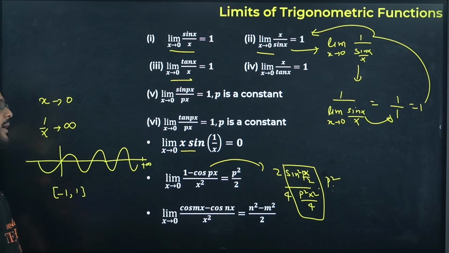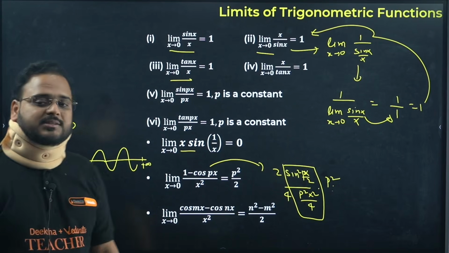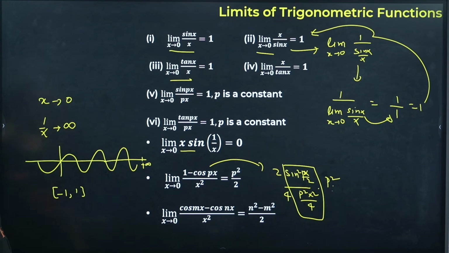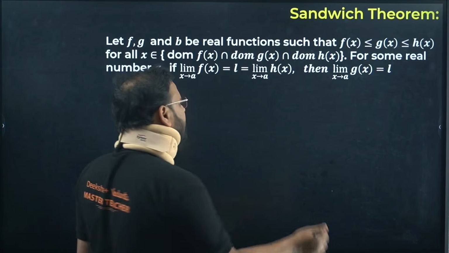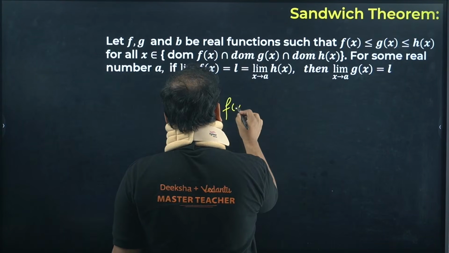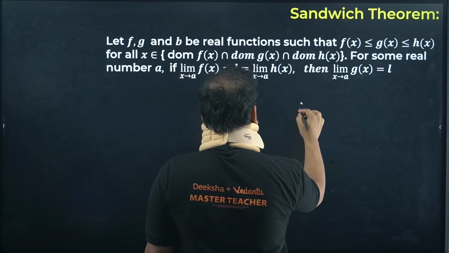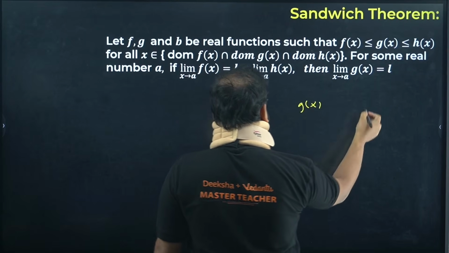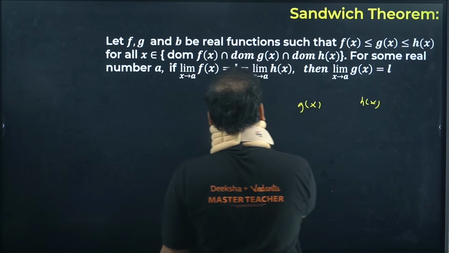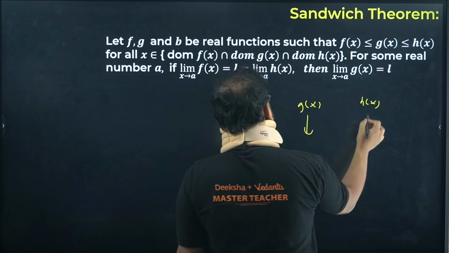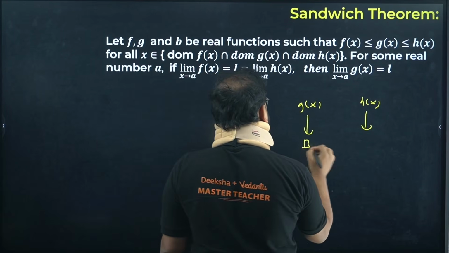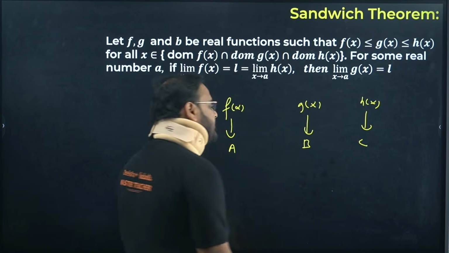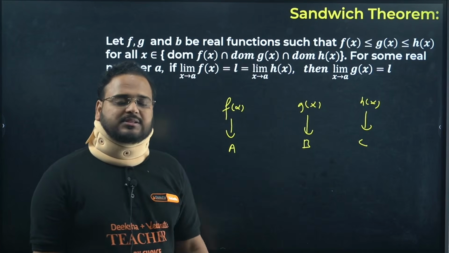Here this value becomes n square minus m square if you have cos mx minus cos nx by x square. Now, the sandwich theorem. This is very simple. Sometimes they ask it, but it's good to know. It is additional and easy information, not very relevant for us. If I write the domain of f(x) as A, for g(x) it is B, and for h(x) it is C, then ABC is the domain.